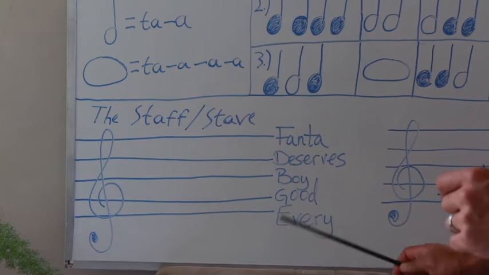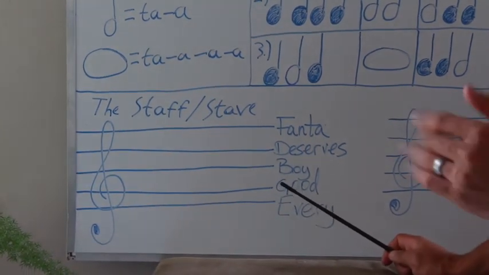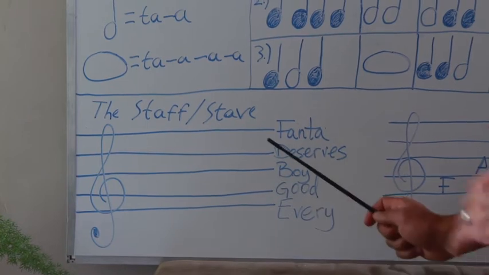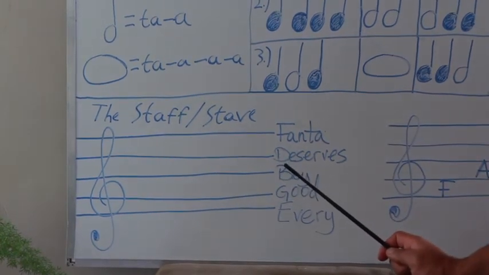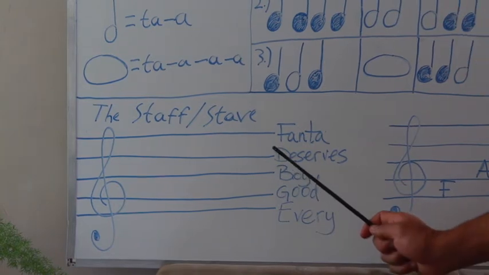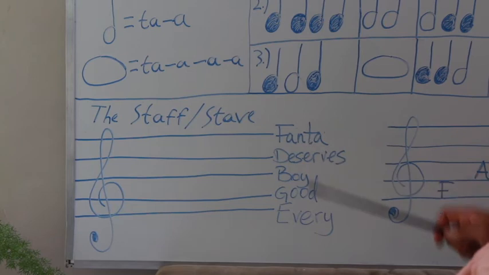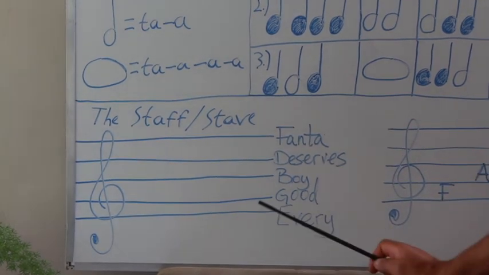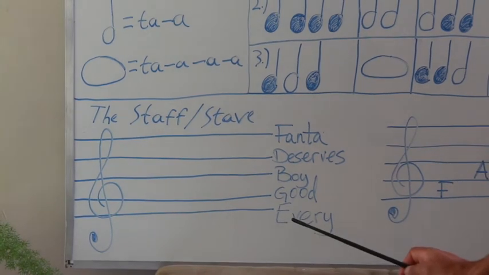Alright, so what letter does every start with? E. What letter does good start with? G. What letter does boy start with? B. What letter does deserve start with? D. And what letter does Fanta start with? F. So each of these lines gets the first letter of each of these words.